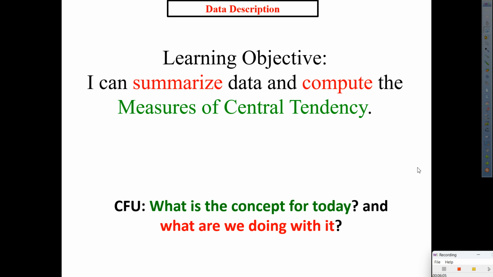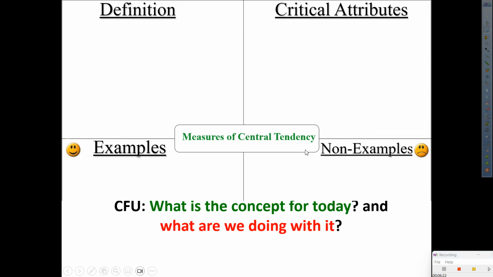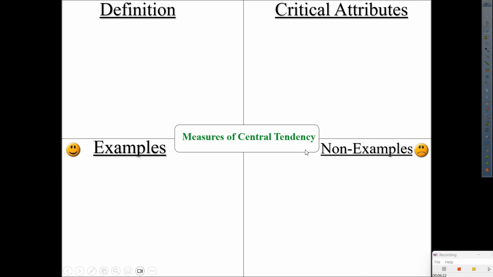I can summarize data and compute the measures of central tendency. Like I said, by now we should be solid with all this, but just to make sure, today we're going to do just a couple more. However, remind your neighbor a definition in your own words of what measures of central tendency are. What do you think they are? Talk to the neighbor. What are measures of central tendency?